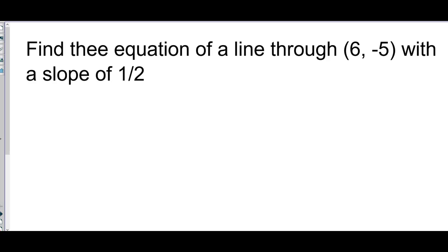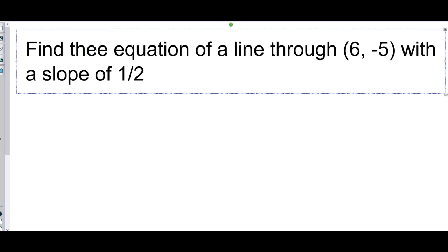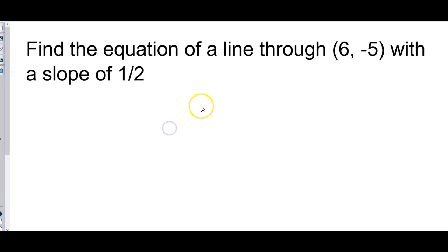All right, really quick tutoring session over the point slope formula, as I fix a little typo there. We're going to find the equation of a line through 6 comma negative 5 with a slope of 1/2. We're not going to rely on the graph to get this answer, but just to visualize what's going on, 6, negative 5 is somewhere right there. Slope of 1/2 is up 1 over 2, somewhere right there. So that's sort of what our line looks like.